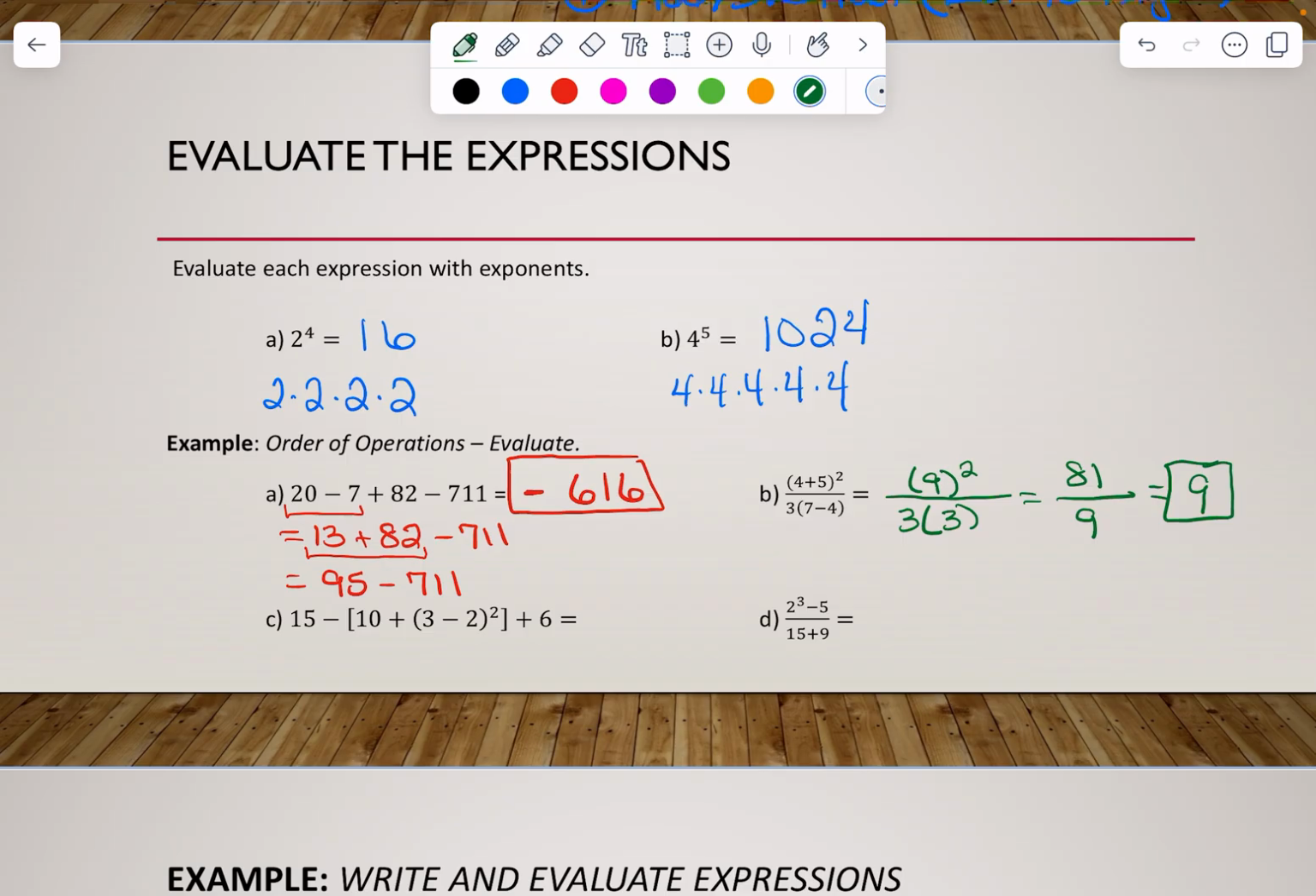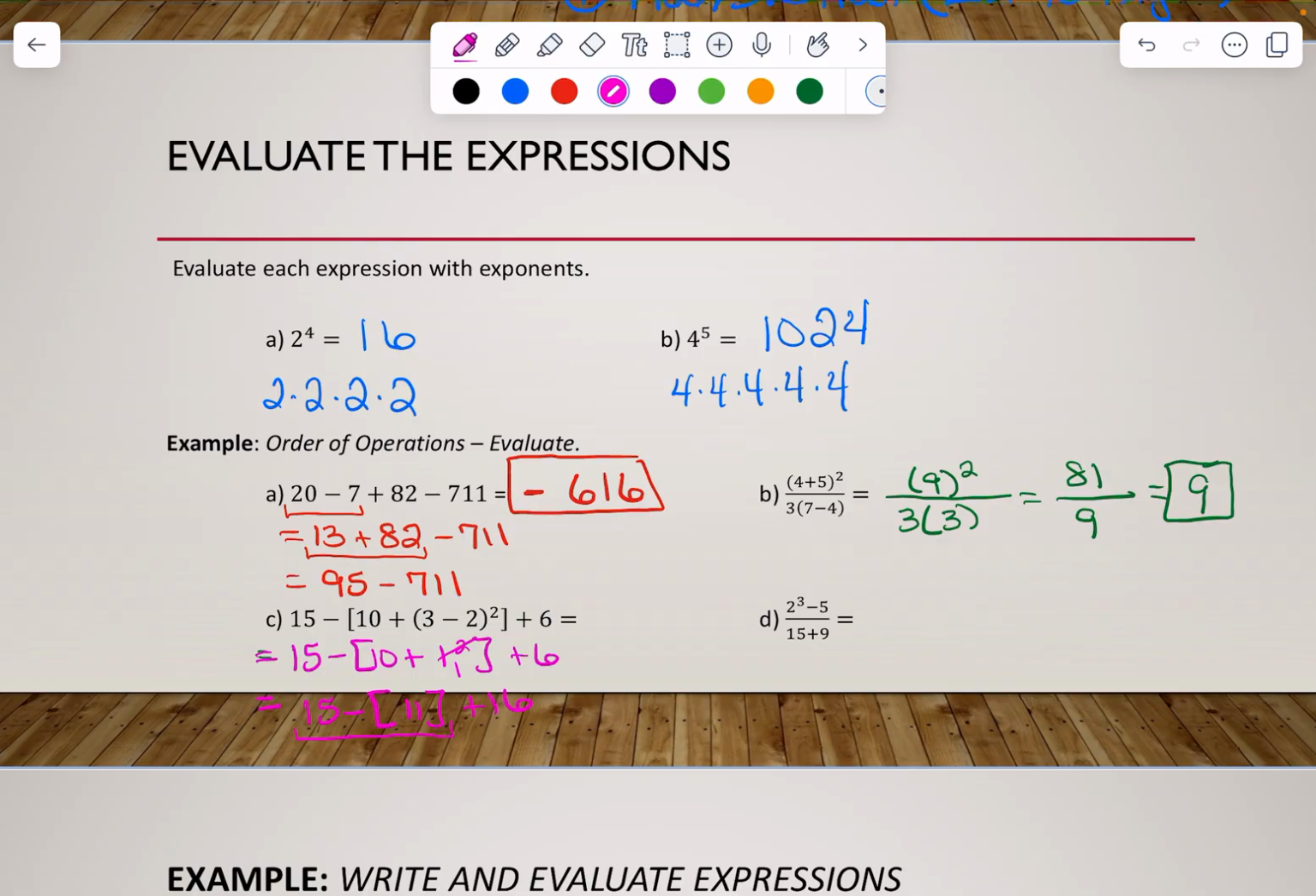Now on the next one, you'll see that we have a lot of grouping symbols in here. So what we're going to do is start in the innermost. So we're going to start off and do 3 minus 2. So I have 15 minus 10 plus 3 minus 2 is 1 squared plus 6. My next step then is the 1 squared. Well, 1 squared we know is 1. 1 times itself. So now I'm going to go 15 minus 10 plus 1 is 11 plus 16.